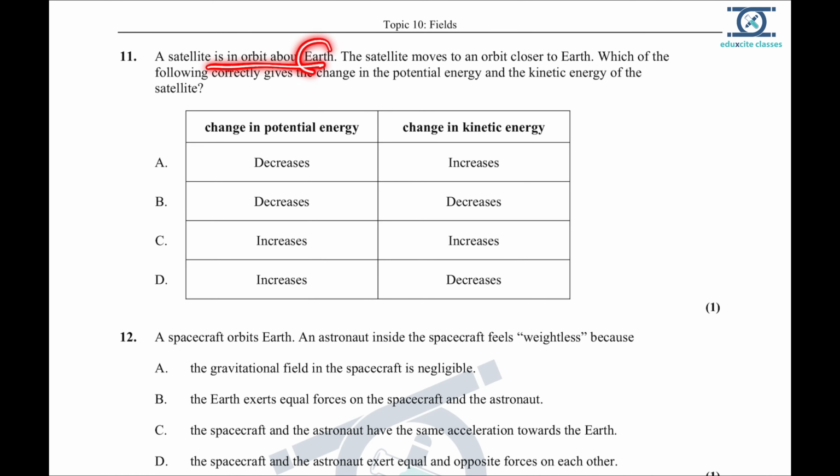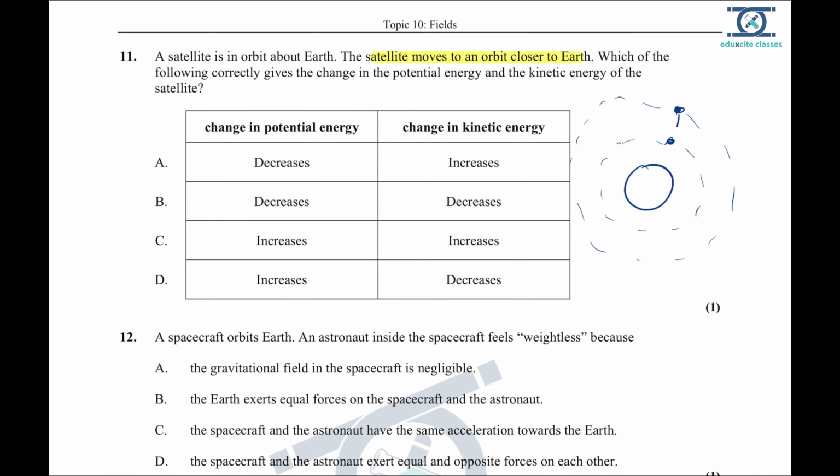A satellite is in orbit about the Earth. The satellite moves to an orbit closer to the Earth. Now this is very important: the satellite is moving closer to the Earth. Which of the following correctly gives the change in potential and kinetic energy? Guys, please make a note of this. If this is the planet, and let us say these are the two orbits, the satellite is moving from this position to the inner orbit, closer to the Earth.